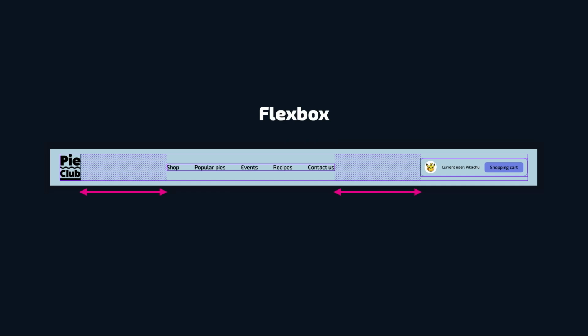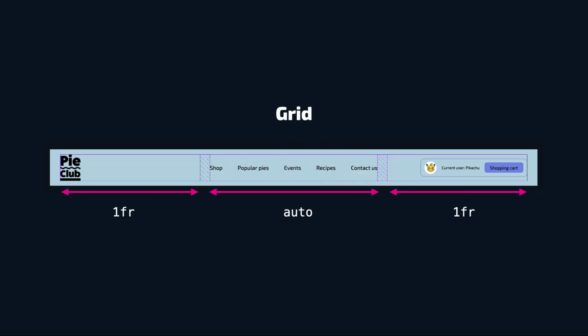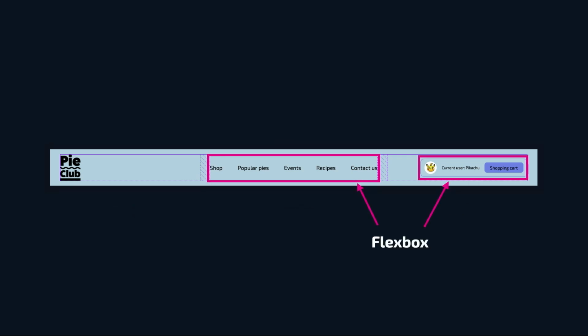And that's because the content on either side isn't equal. But with grid, we can actually center that nav really nicely because we can use fr tracks for the two outer columns, and we can just use auto for the inner column. So that's a nice little case for using grid. But then I probably want to use flexbox for the items inside here, so for that nav and for the user area on the right. So flexbox is pretty handy for those.